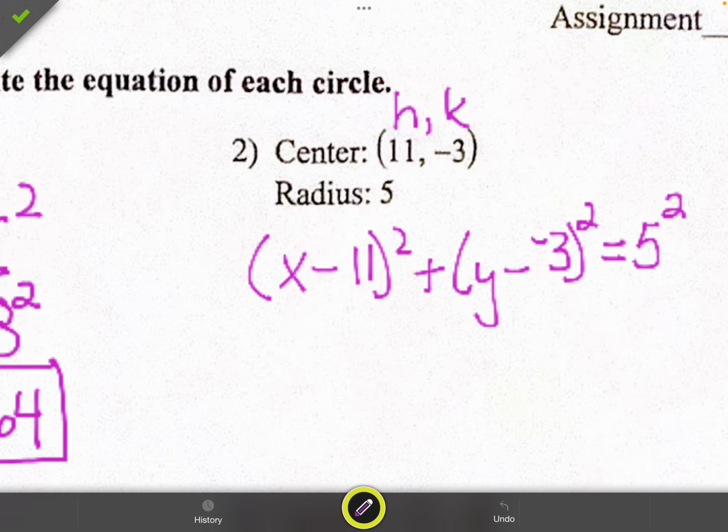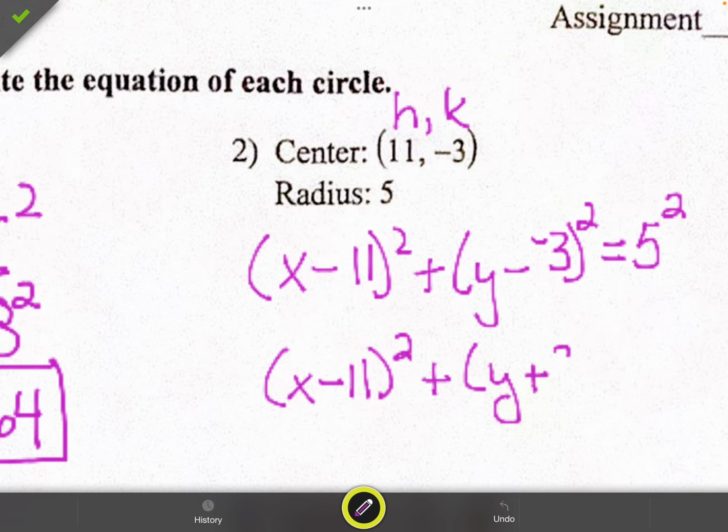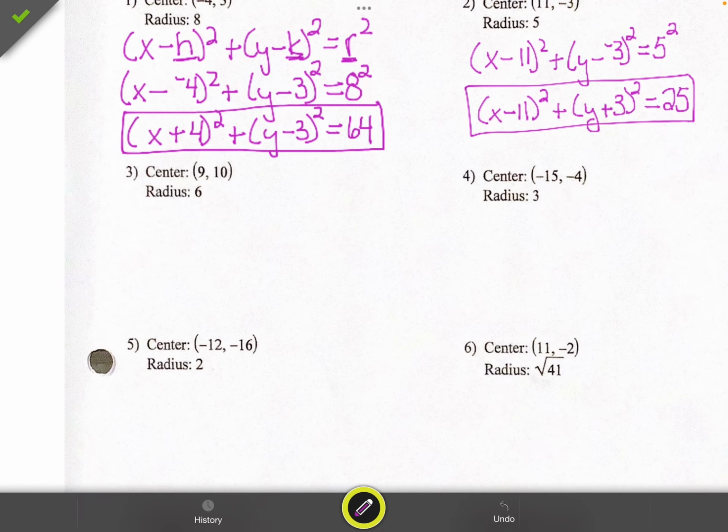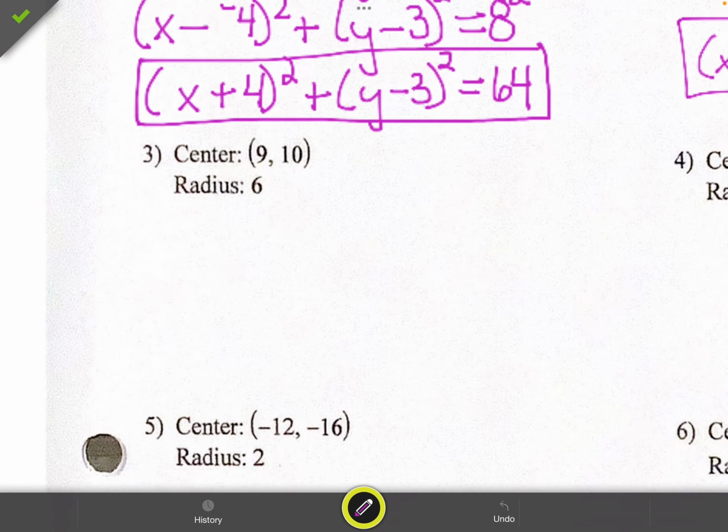So now let's see if there's anything we need to clean up or simplify. x minus 11, it's good to go. y minus -3, we're not going to leave it like that. In simplest form, minus negative is plus a positive. So y plus 3, all of that squared. 5 squared, 5 times 5 is 25. All right, let's look at number 3.